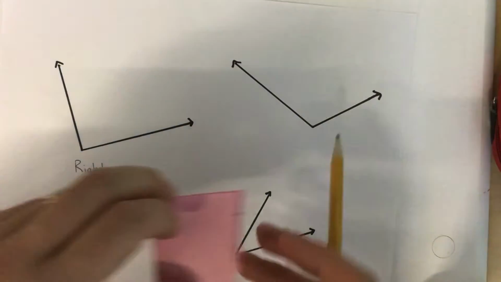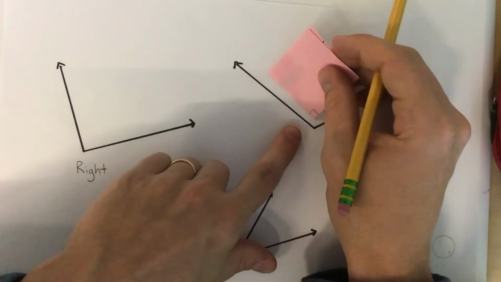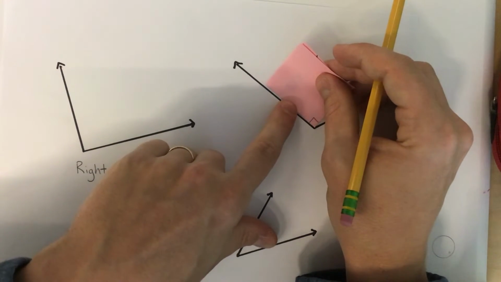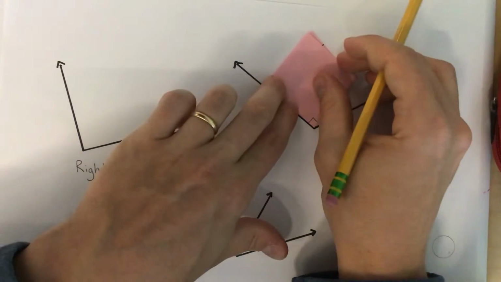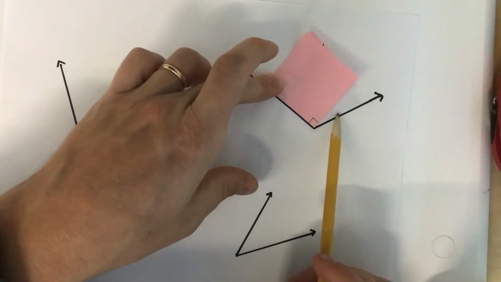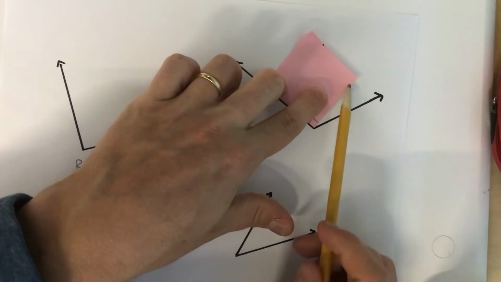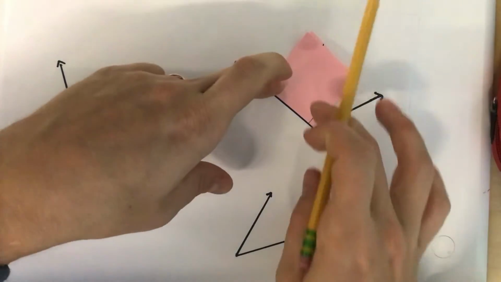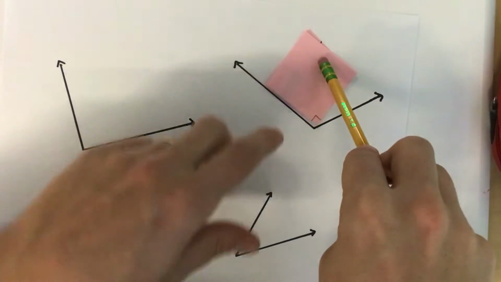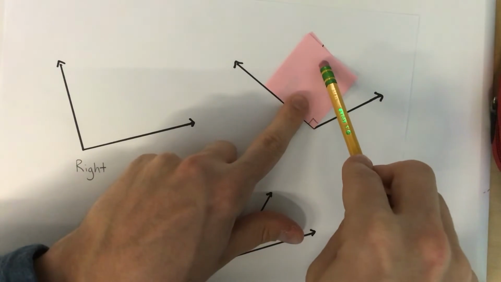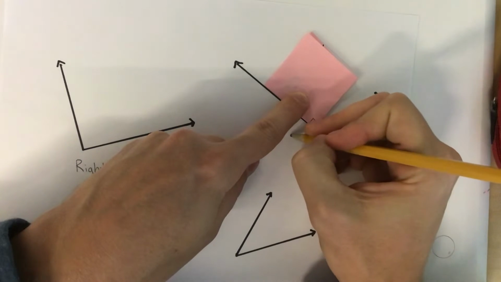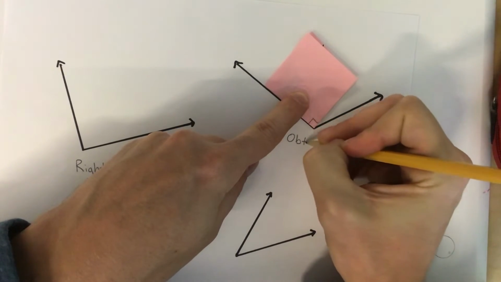So let's go on to the next one here. I'm going to line up one of the sides of my template along one of the lines of the angle here. And you can see when I do that that there's this little gap. The other side doesn't fit exactly along the second line. And so if my template fits inside the angle, like it does right now, that means the angle is larger than 90 degrees, meaning that the angle is obtuse.